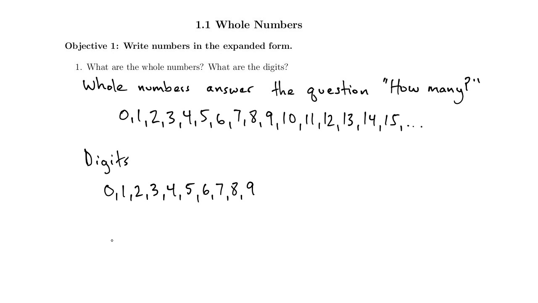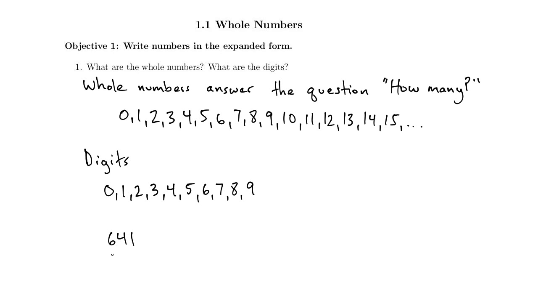So let me just take a whole number. I'm just going to pick one. I'm going to pick 641. Okay, this is the number 641, and it's made up of 3 digits. And the value of the number is determined by the digits and where the digits are placed in the number.